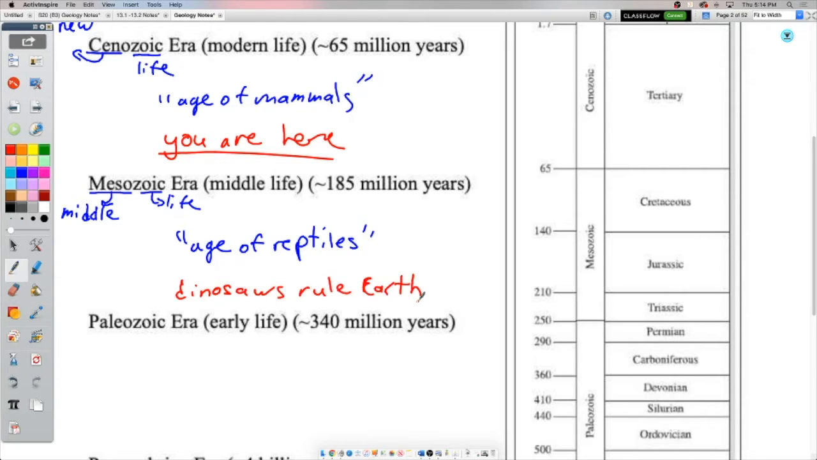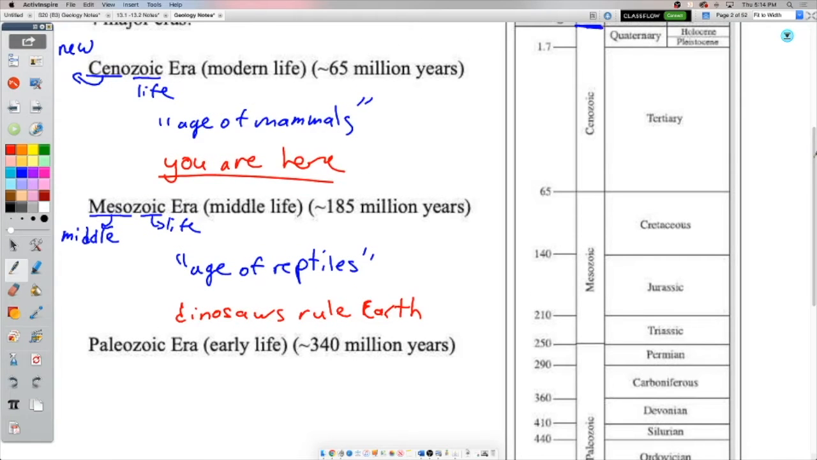Okay. Notice you might have heard, when did dinosaurs go extinct? It was 65 million years ago, right? Hey, the Cenozoic started 65 million years ago. Sorry, the Mesozoic is about 185 million years long, right? That doesn't mean 185 million years ago. It means it was 185 million years long, from 250 million years ago to 65 million years ago.